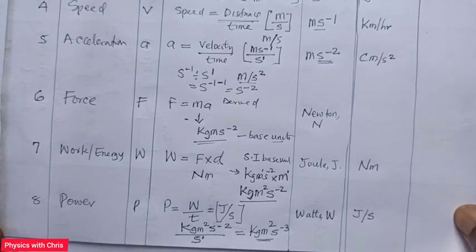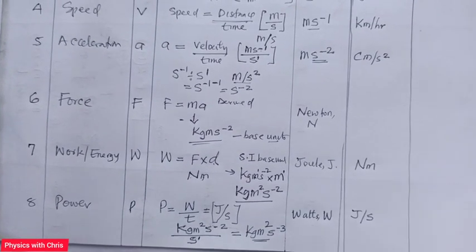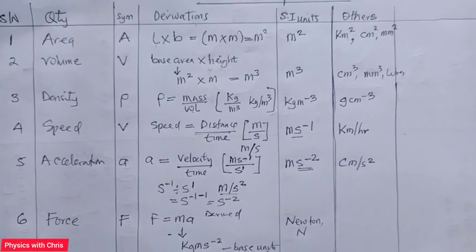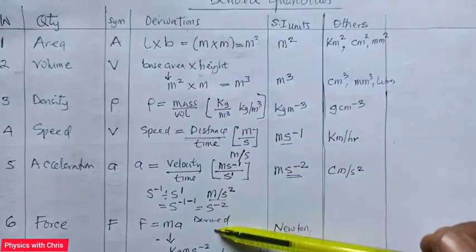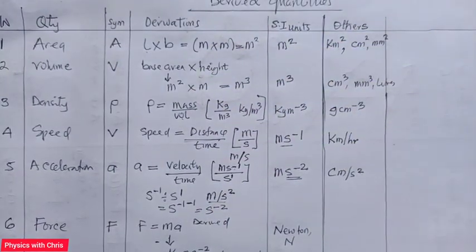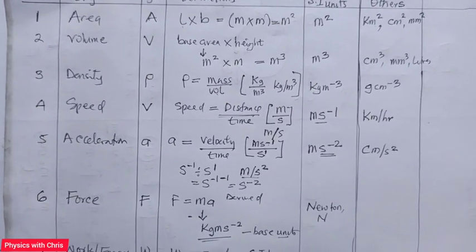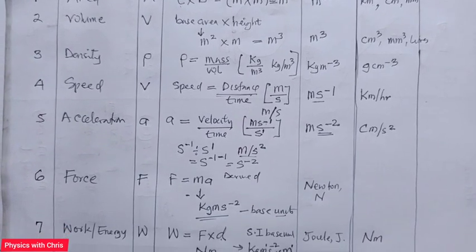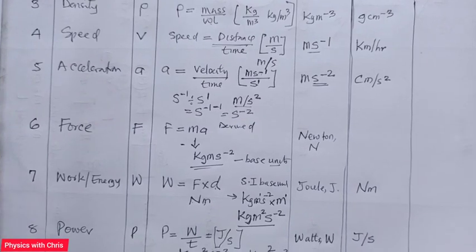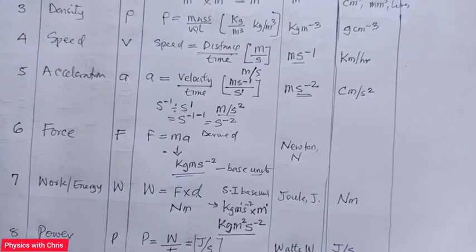So I've gone through the derived quantities of some of the quantities we have in physics, starting with area. We have how the unit is derived, the SI unit column, and then other units that can be used to express these derived quantities. We see that for volume, for density, for speed, for acceleration, for force, for energy or work done, both have the same units. For power.